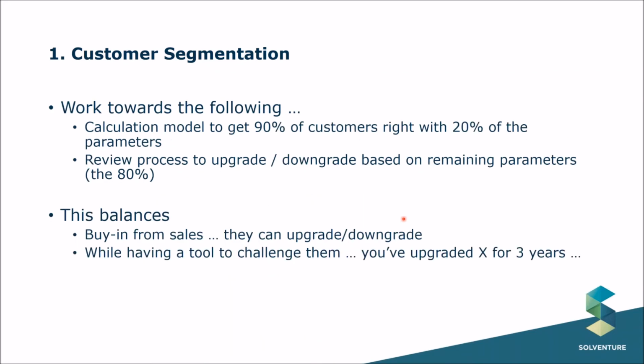So in the end, what we want to do, we want to build a calculation model. And the calculation model, what we want is that the model represents, or is at least right for, 90% of the customers with 20 or even better with 10% of the parameters. So we will try to make sure that each customer goes in the right cell with only 10% of the criteria. And after we will give sales the opportunity to upgrade or to downgrade a certain customer based on the remaining parameters.